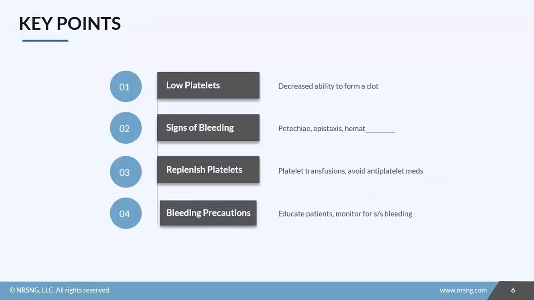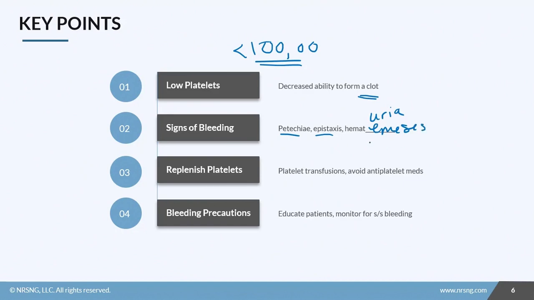Okay, so let's recap. Thrombocytopenia is decreased platelets, usually below 100,000, but like I said, it typically gets much lower than that before we start treating. The patients are going to struggle to clot, and so we're going to see signs of bleeding like petechiae, epistaxis, or hemat-anything. So anytime you see hemat or hemo, think blood. So hematuria, hematemesis. You could also see hemoptysis and any kind of GI bleeding, okay?